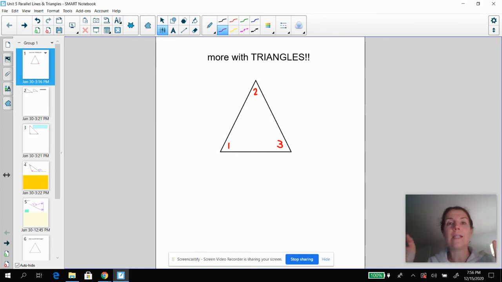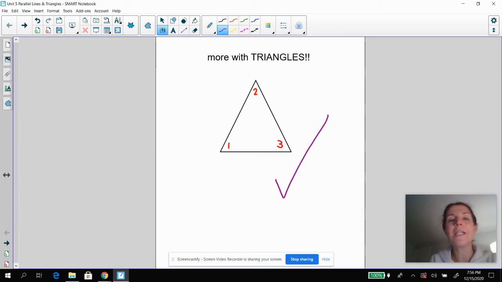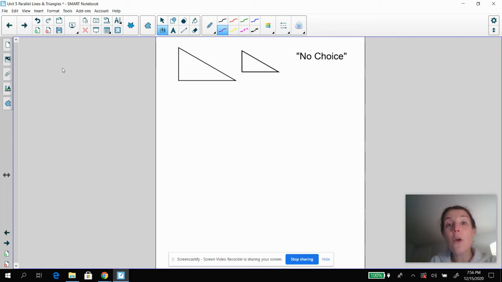This first slide is earth-shattering. What do you know the sum of the interior angles of a triangle is? 180 degrees. Slide one, done. Amazing. Good job, everybody. The other thing I want to talk about was the no choice theorem.